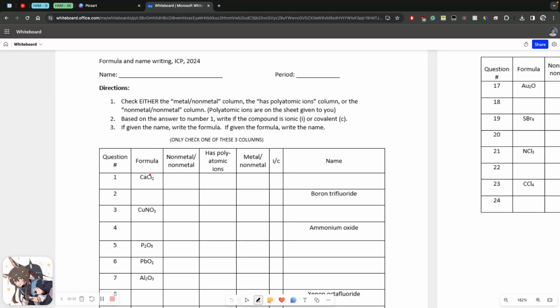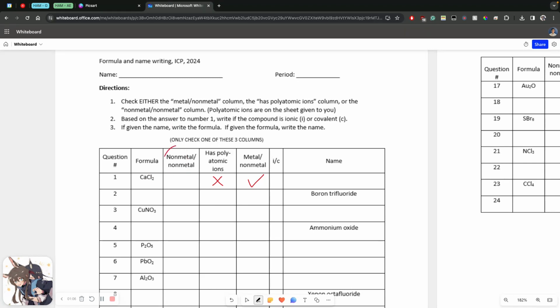So first, let's start with CaCl2. We know that Ca is calcium, element number 20 on your periodic table. We have Cl, chlorine in the halogen group, element number 17, which is a nonmetal. So we're going to give it the metal and nonmetal check mark. And we're going to say that it has no polyatomic ions because Cl is not a polyatomic ion.